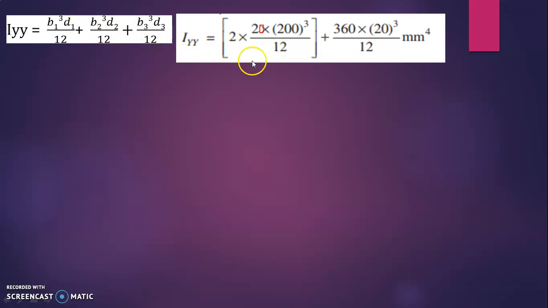It is both top and bottom, it is the same, that's why multiplied by 2, plus here in this case D is 360 into B cube, that is 20 cube divided by 12. So simplify this, you get 26.9 into 10 raised to 6. So which value you have to consider? The lesser value you have to consider.